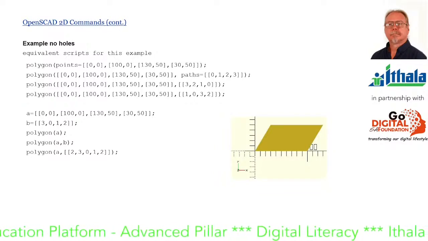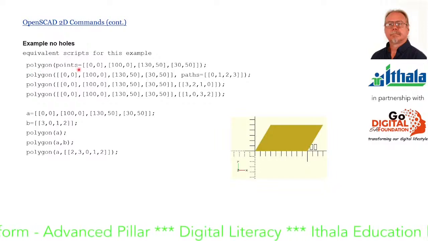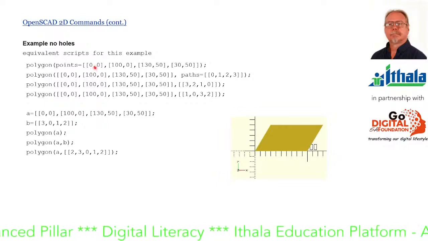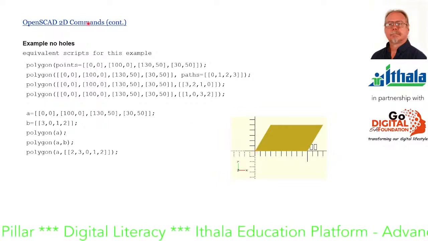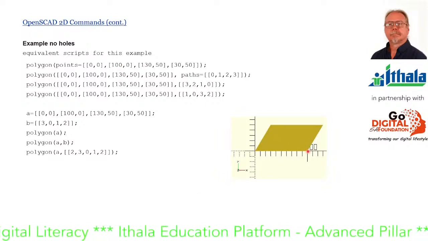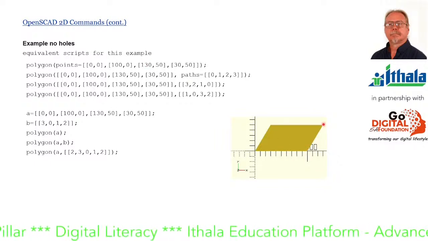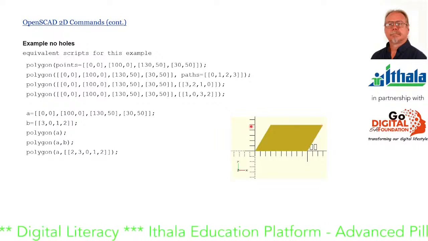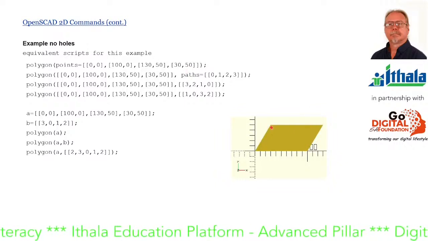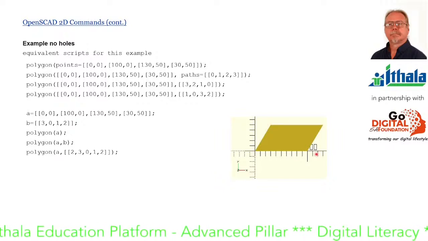So, example with no holes. If you've got polygon and points equals, and now we've got a list of vectors. The first point, let's say, is 0, 0, so that starts here. The next point is 100, 0, so it's at 100 millimeters with y equals 0. The next one is 130, 50. So x is 130 and y is 50. And the next one is 30, 50. So x is now 30 and y is still 50. So that creates this polygon.